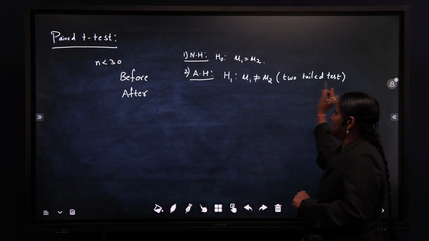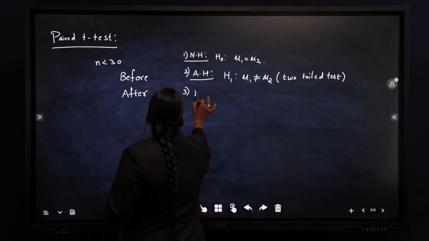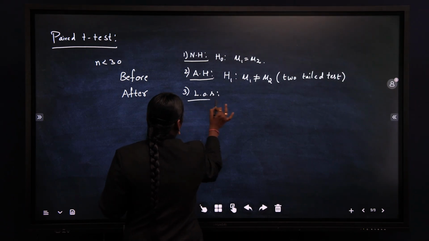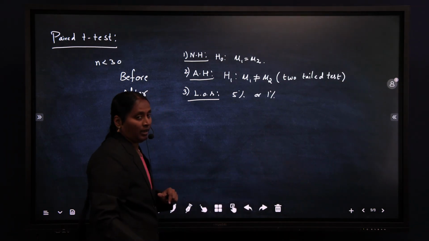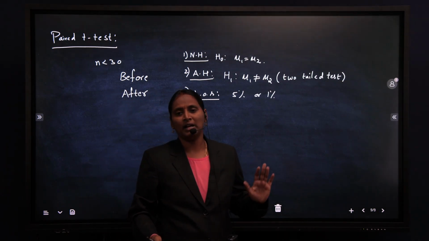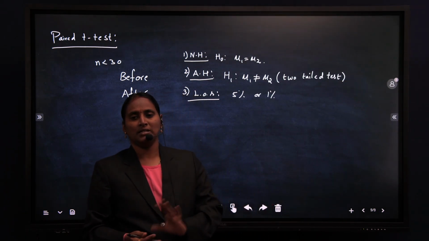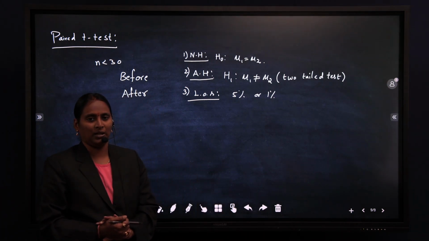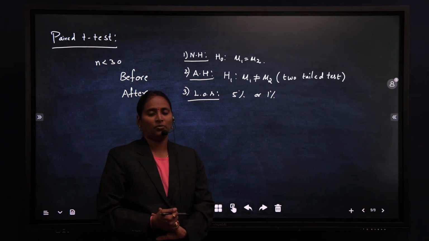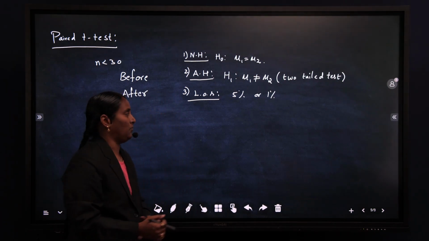Now the third step is the level of significance. It should be either 5% or 1%. It means that in the given problem, if they did not mention anything when asking to check for any significant difference in the given data, we follow a 5% level of significance. If they mention anything, you have to follow a 1% level of significance.